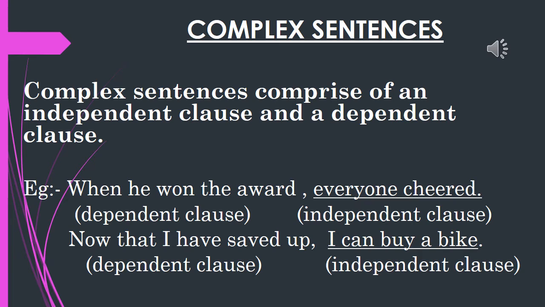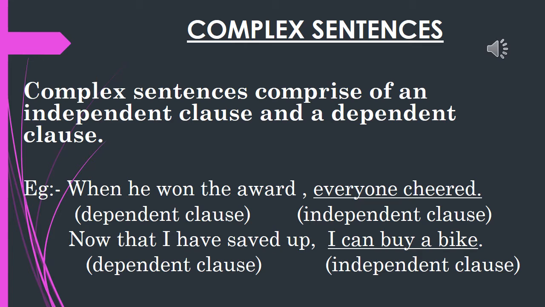The third type of sentences based on the structure is complex sentences. What do you mean by complex sentences? Complex sentences comprise an independent clause and a dependent clause. What do you mean by independent clause and dependent clause? A dependent clause cannot stand by itself, whereas an independent clause can stand by itself, and so it is called a main clause.